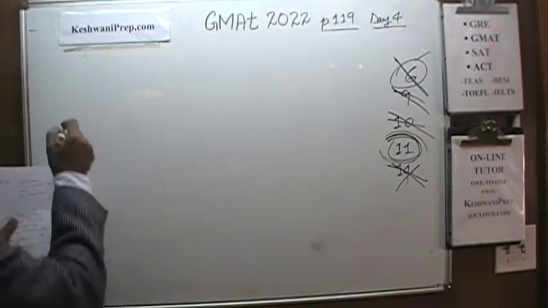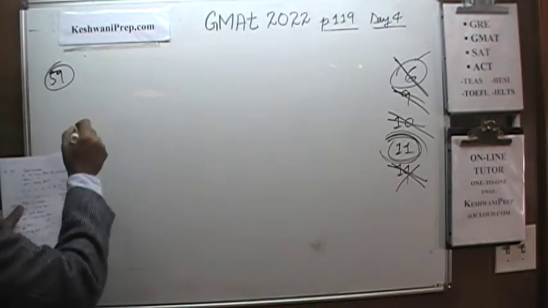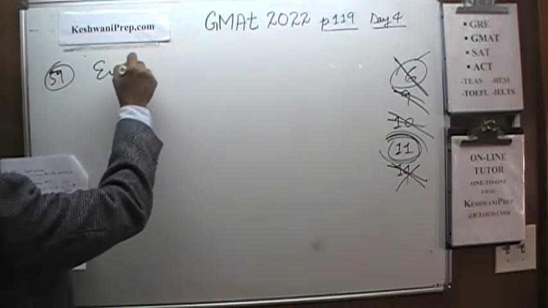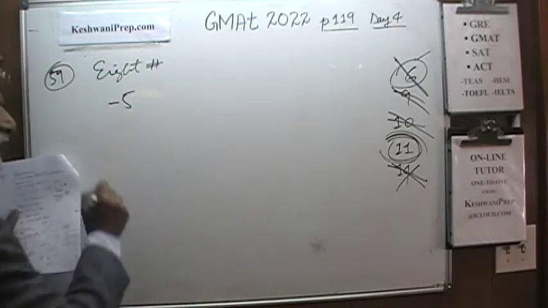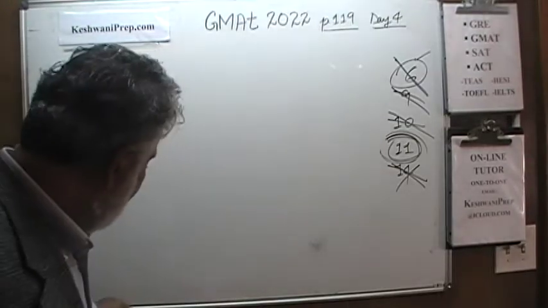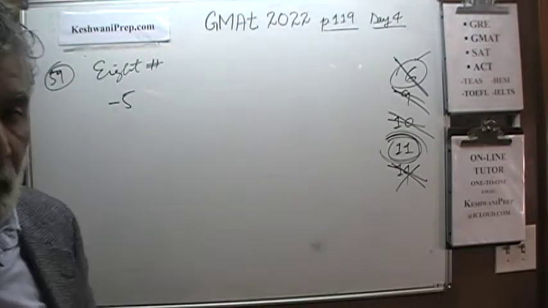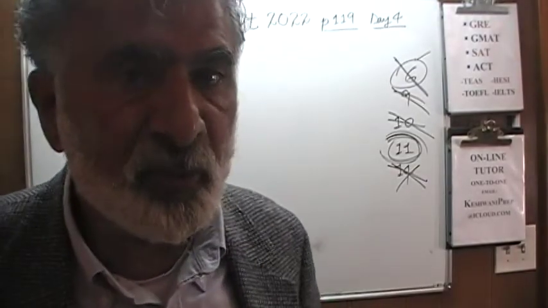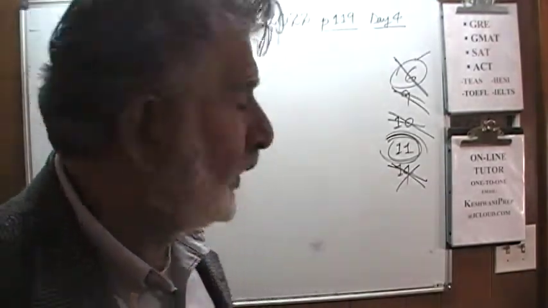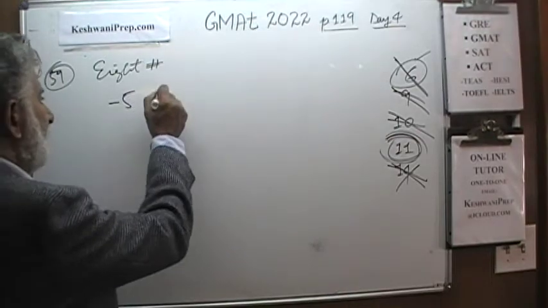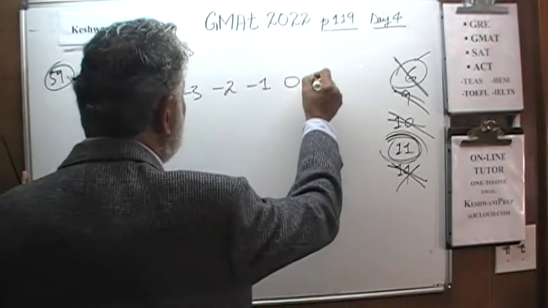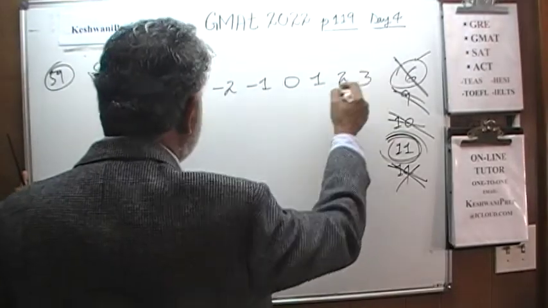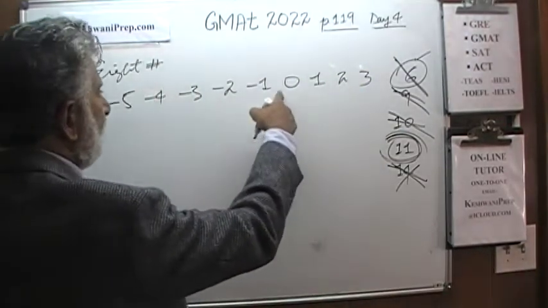Number 59. Number 59 is a very silly question. We have 8 numbers, we are told, and they begin with negative 5. The first number is negative 5, and anything that comes after negative 5 is one more than the previous one. So if the first one is negative 5, the next one is negative 4, negative 3, negative 2, negative 1, 0, positive 1, positive 2, and positive 3.